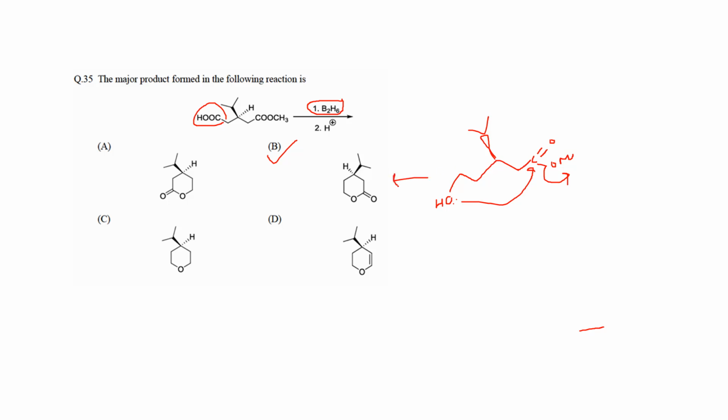Understood? So this type of reagent, B2H6, BH3, all are specific to the acid. If there are two groups, acid and ester, it will specifically react with the acid center.